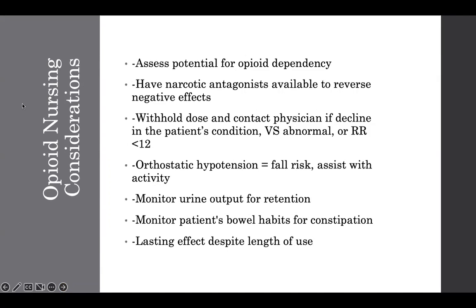So just for some nursing considerations, make sure that you're assessing your patient for the possibility of an opioid dependency. You're also going to want to check to see if they have a history of narcotic abuse. Do you have naloxone available? Because if you don't have Narcan available, you probably shouldn't be giving an opioid, because then you have no way of saving that patient if for some reason something happened.